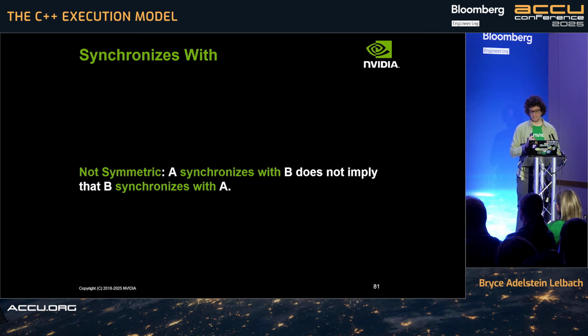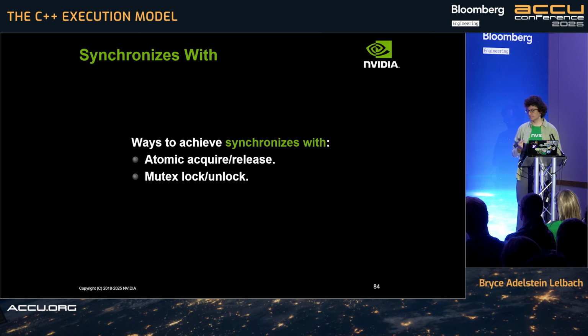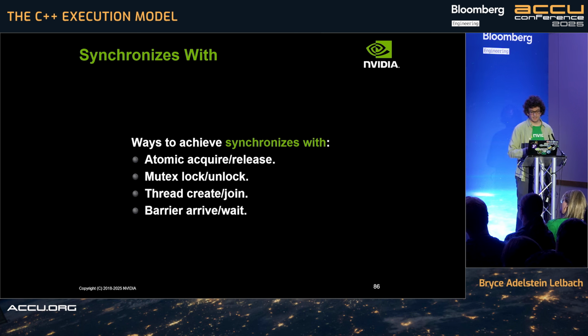So synchronizes with is not a symmetric relationship. If A synchronizes with B, that doesn't mean that B synchronizes with A, although in some defined cases that may happen. There are many standard library operations that will achieve the synchronizes with relationship, such as atomic acquire and release, personally my favorite, mutex lock and unlock, thread create and join, and barrier arrive and wait, and parallel algorithm fork and join.